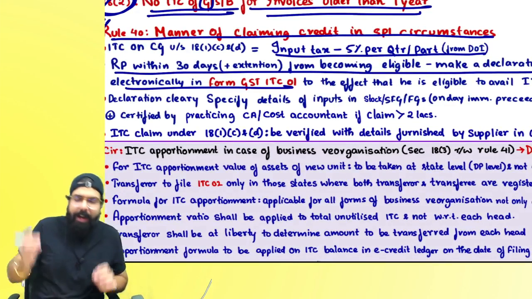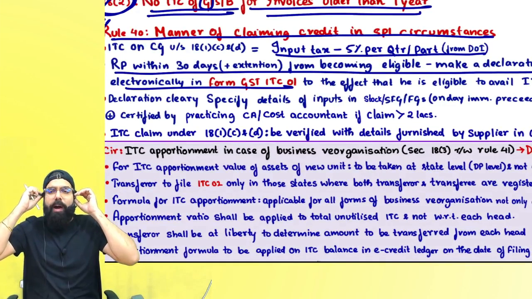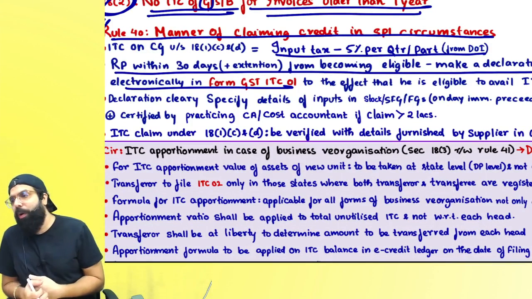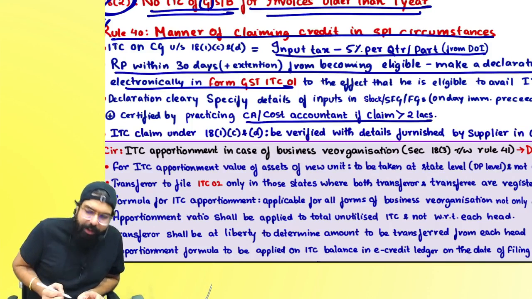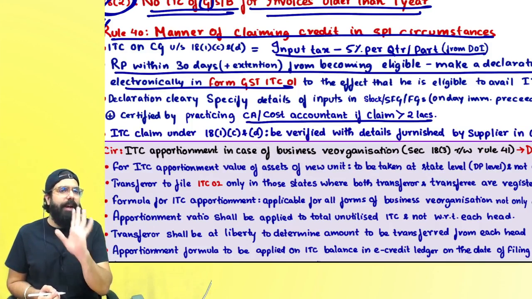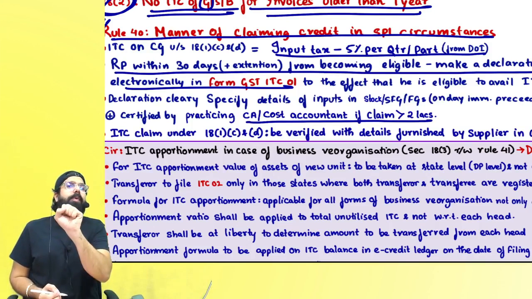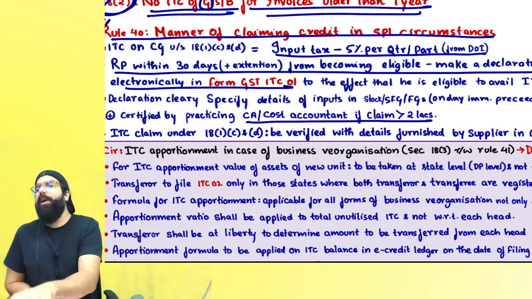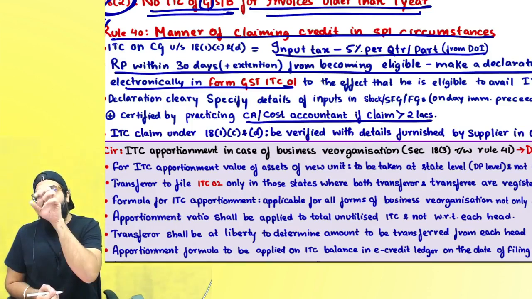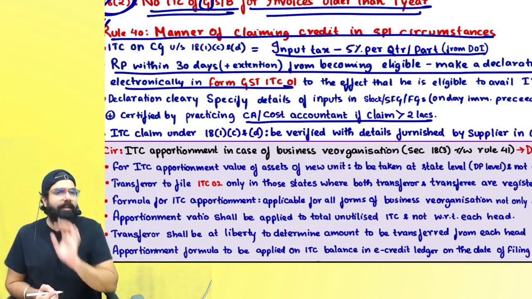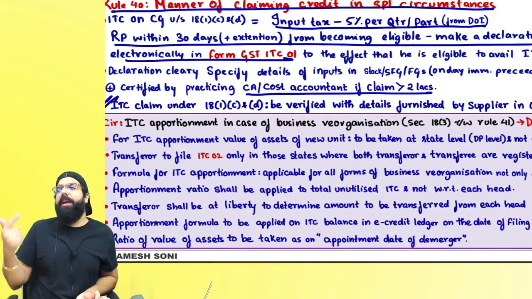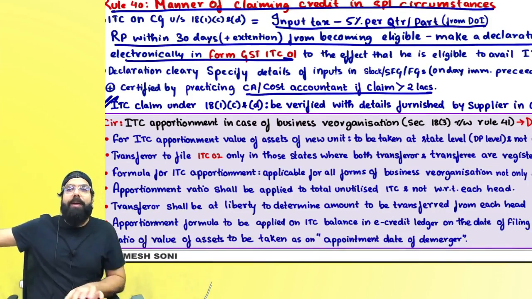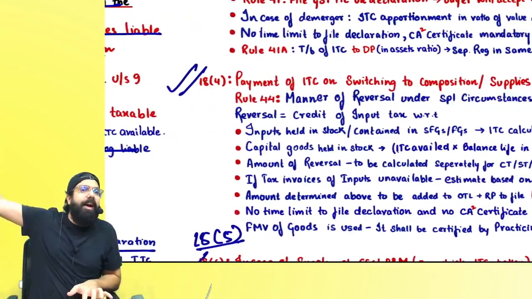You have to file form GST ITC-01. If the amount of claim is greater than 2 lakh, you will have to put in one CA certificate, right everyone? And in the ITC-01, when you are filing, you have to tell what your input in stock is, what the details of your capital goods are, all those details have to be given. Also remember, for 18(1)(c) and (d), whenever you are claiming the credit, that will be verified with the supplier's GSTR-1 or GSTR-4.